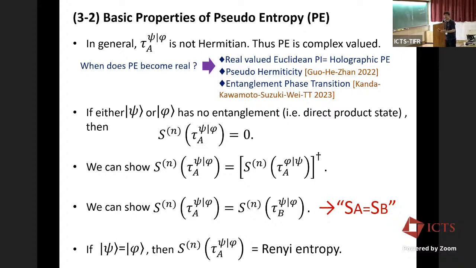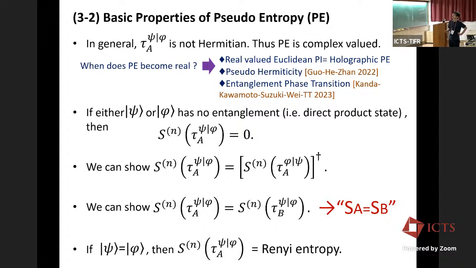But in a good case, for example, if we have a Euclidean path integral with all real valued external sources, it is real valued, and also in simple holographic situations, even if there is Euclidean time dependence, the quantity is still real valued. But in general, it's complex valued. In these special cases, such as the holographic case, where we have a pseudo Hermitian property, and also in the case of entanglement transition, which I will discuss at the end of the second lecture, somehow by this nice coincidence we get a real and positive value.